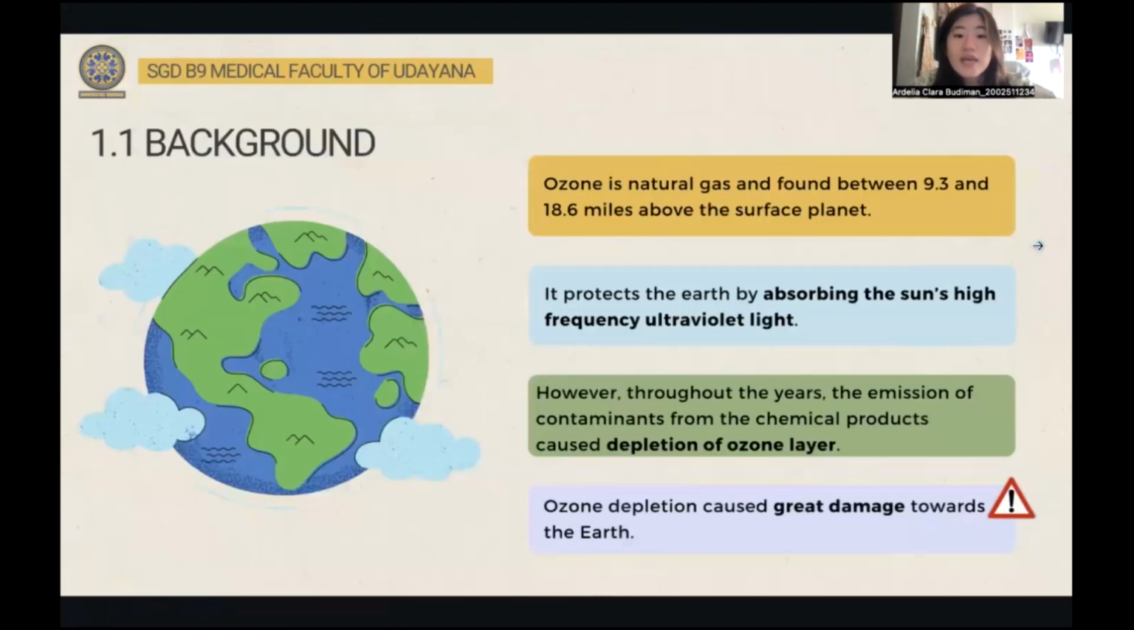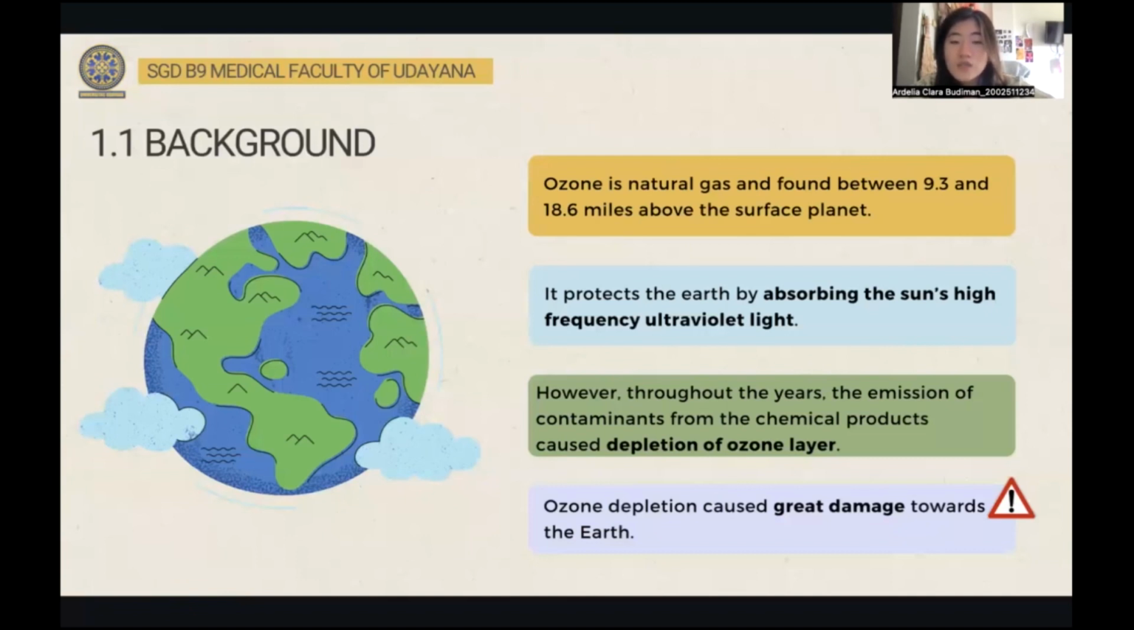So the ozone layer is a layer consisting of a natural gas called ozone, and it is located between 9.3 and also 18.6 miles above the surface of the planet. Its function is to protect the Earth by absorbing the sun's high-frequency ultraviolet light. Without it, it will cause such big harm towards the species living on Earth.